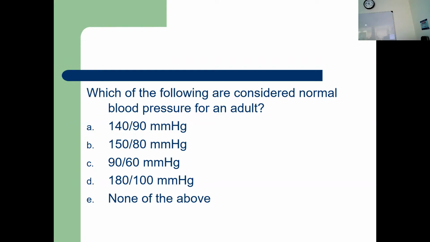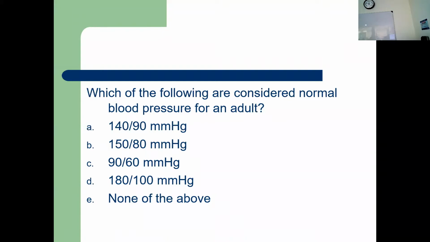So what about B? We're okay. C, 90/60. That's the beginning of hypotension. And then what about D? That's very hypertensive, right? That's a stroke waiting to happen right there. That's pretty high. So is anything considered normal? Maybe 150/80, since it's in the range for the diastolic to be normal.